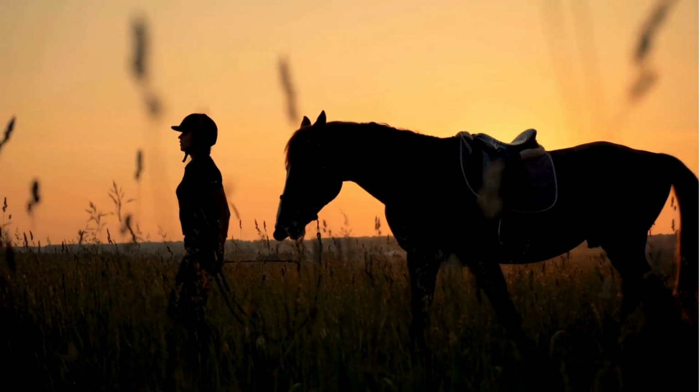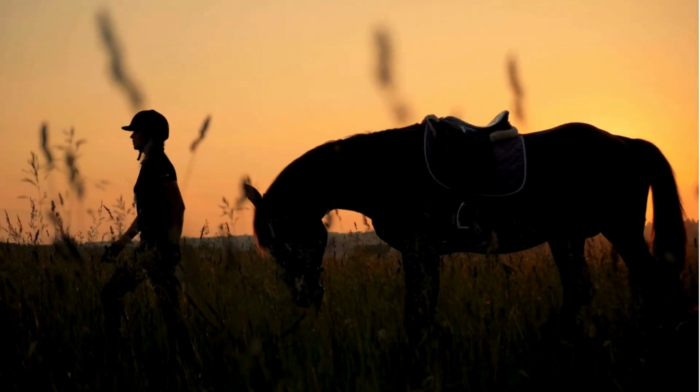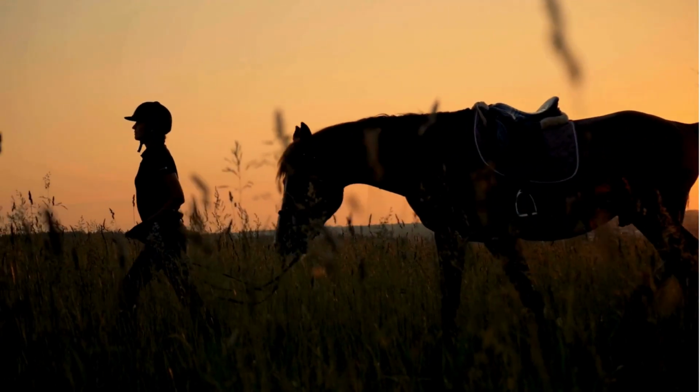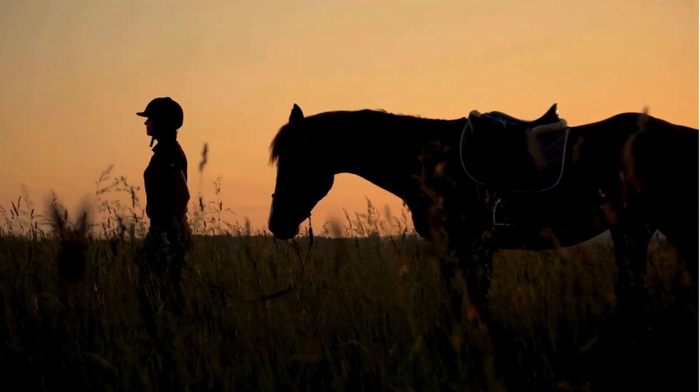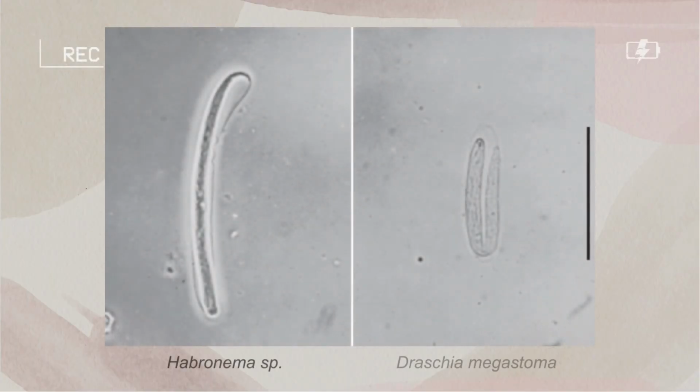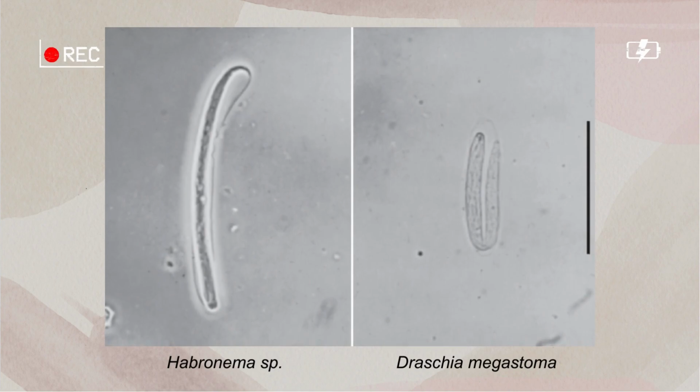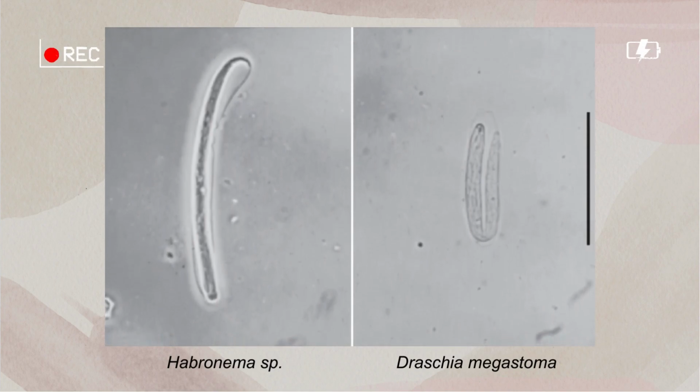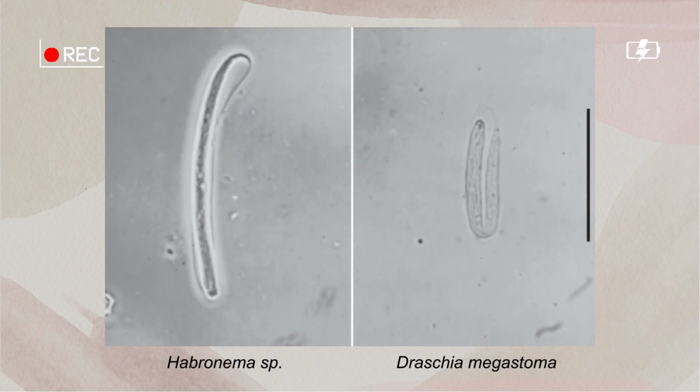There are various parasites that can infect the gastrointestinal tract of horses. The most common parasites are the following. First is the stomach worms, the Habronema species and Draschia megastoma. Horses get infected by these worms when they ingest house or stable flies or their larvae that contain larvae of the stomach worms.